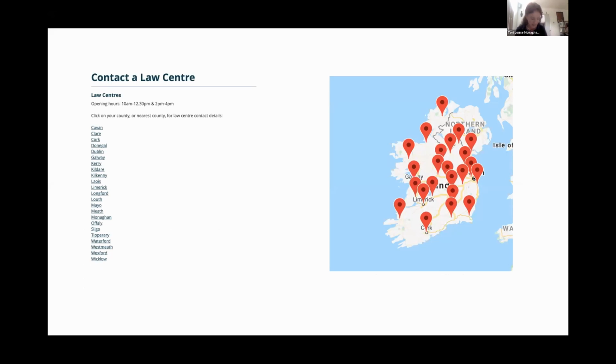Those three counties that don't have their own law centre have access to law centres in their surrounding counties. So for the likes of Roscommon and Leitrim, there's Galway, there's Sligo, there's Mayo, or Castlebar as it is. And for Carlow, then we also have the Wicklow, Wexford, Waterford, Kildare. So there's quite a few for them. Some counties have more law centres. So for example, Dublin has quite a number of them. Cork has 2 and Galway has 2.